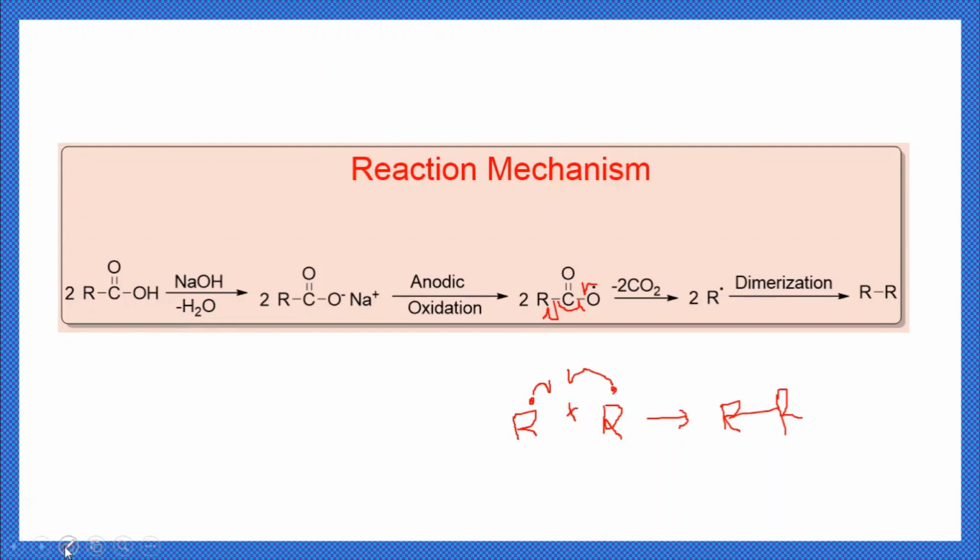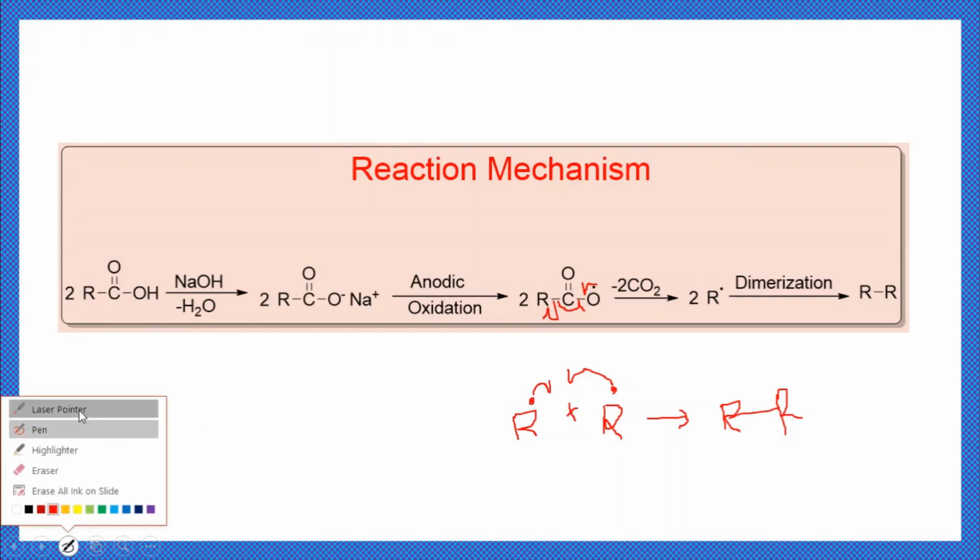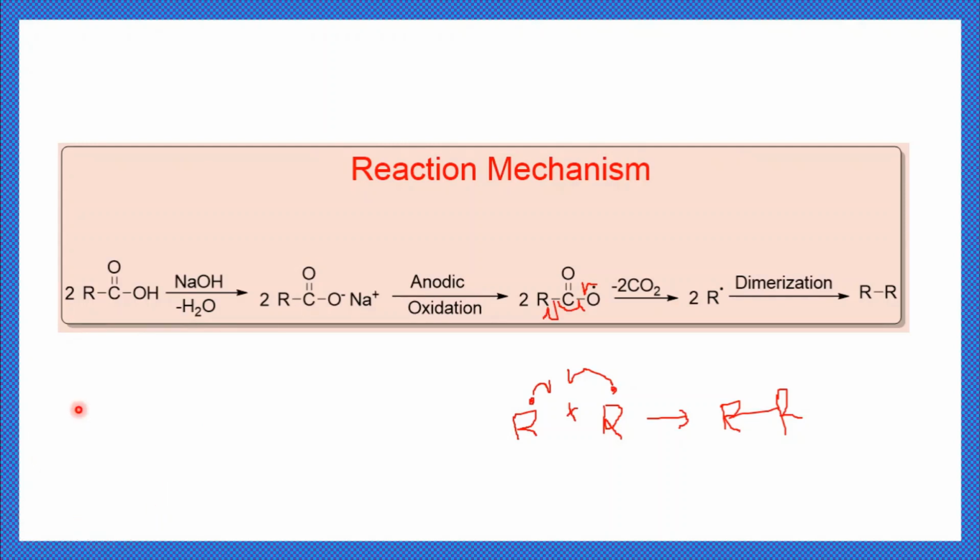So in this way, this reaction is a very important reaction in synthetic organic chemistry, because you can take any organic acid, and by using this Kolbe electrochemical decarboxylation, you can decarboxylate this carboxyl group and dimerize that. So this is a very important reaction in synthetic organic chemistry, and you can use any acid.